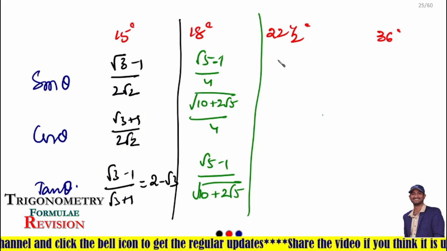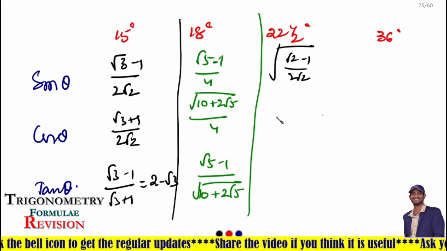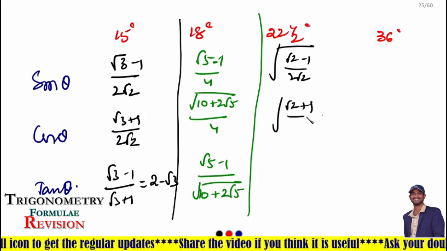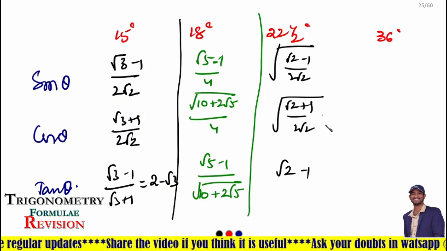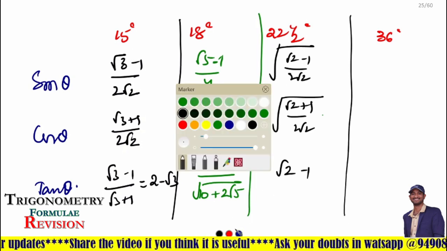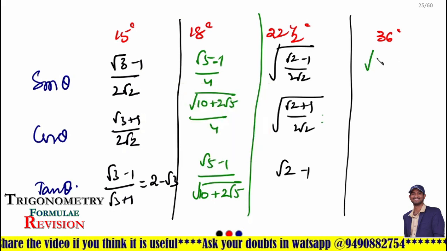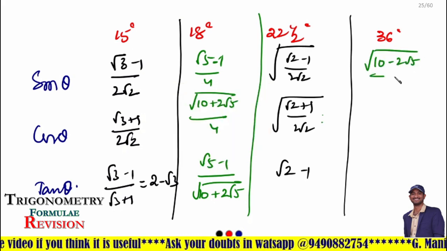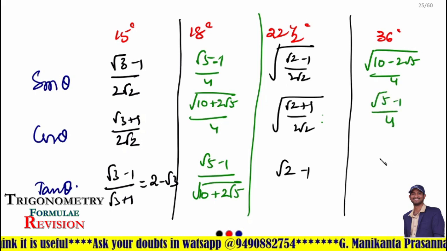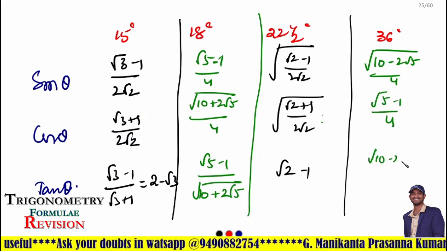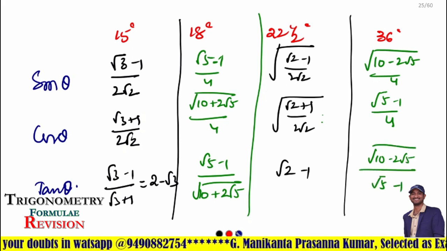And sin 22.5 is root over root 2 minus 1 by 2 root 2. And cos is root over root 2 plus 1 by 2 root 2. And tan is root 2 minus 1. What about 36 degrees? Sin 36 is root over 10 minus 2 root 5 by 4. And cos 36 is root 5 plus 1 by 4. And tan is root over 10 minus 2 root 5 by root 5 plus 1, that is sin by cos.